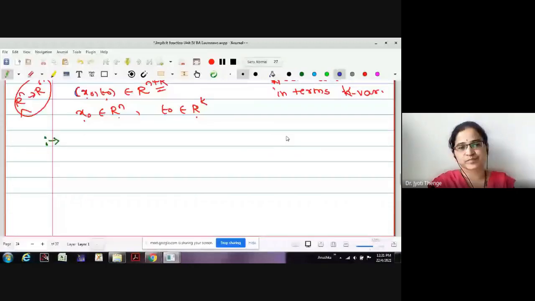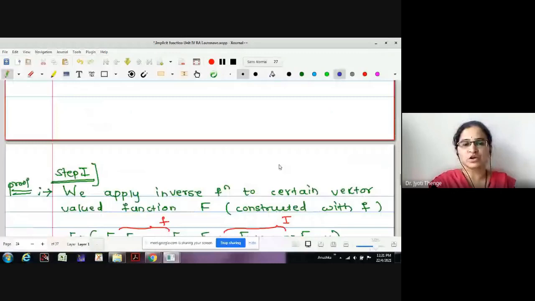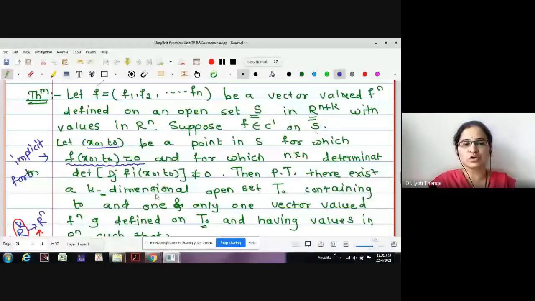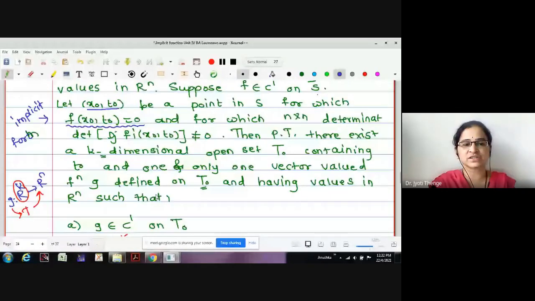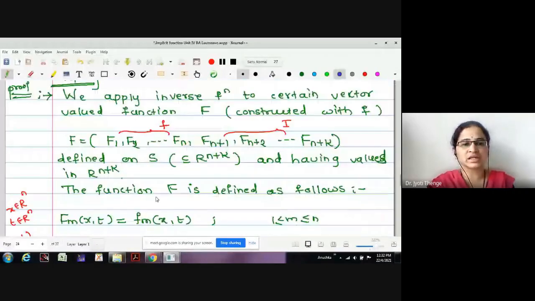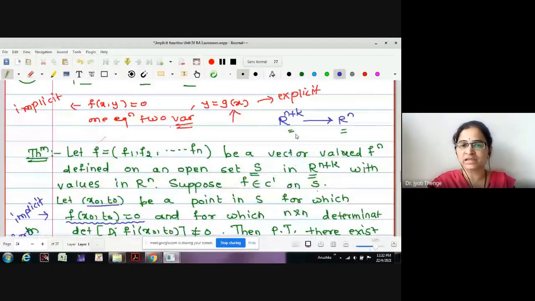For this, our aim is to use the inverse function theorem in order to prove this. The inverse function theorem is used for functions of the type R^n to R^n, that is, the dimensions of domain and codomain spaces are the same. But here, if we observe the statement itself, the function is defined from R^(n+k) to R^n. That is, the dimensions of domain and codomain spaces are not the same.